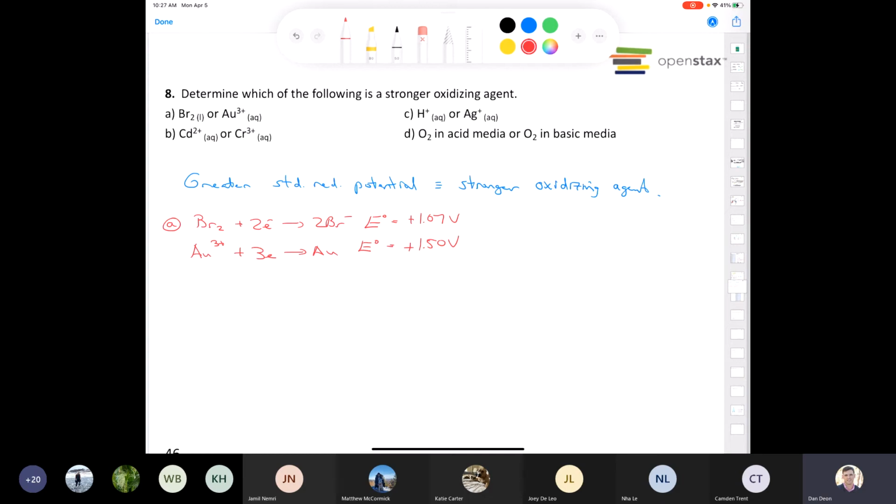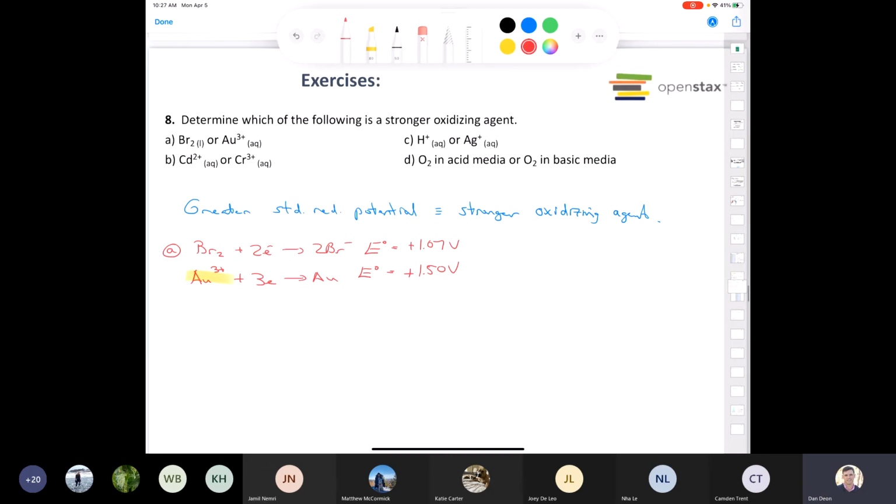Yeah, Jamil, it's just the one with the higher voltage. That's all there is to it. So the answer is gold 3 plus. Let's try another one. Don't believe me? So we got bromine and gold.